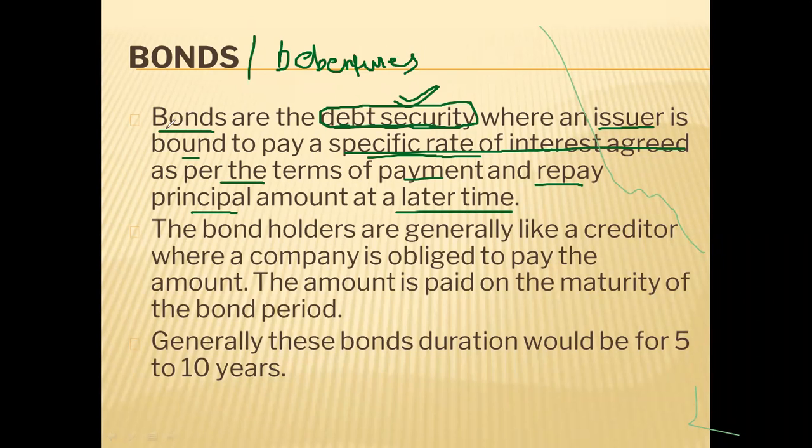So what are bonds? Bonds are debt securities where the company issuing the bonds is bound to pay a specific rate of interest. First thing, it should pay the interest. And second thing, it should also repay the principal amount after the specified number of years. So bondholders are like creditors. This is a very important point. Bondholders are creditors, not owners, where the company is obliged to pay the amount.